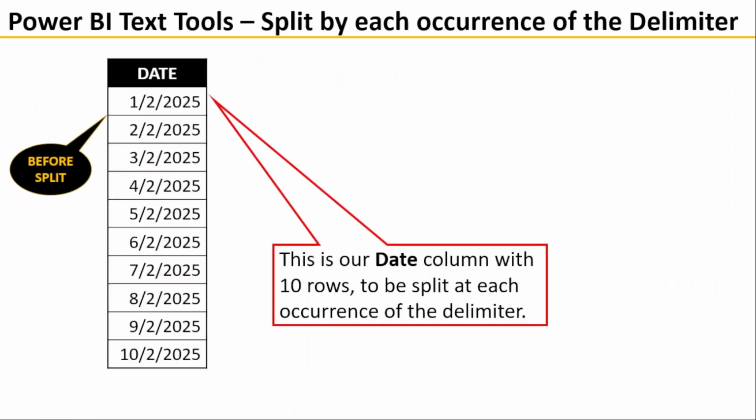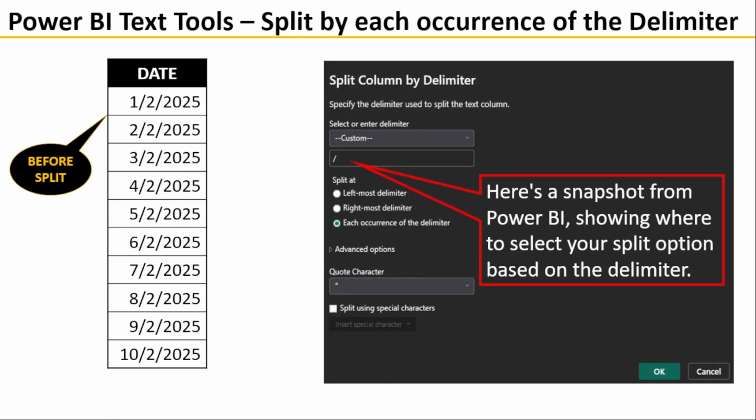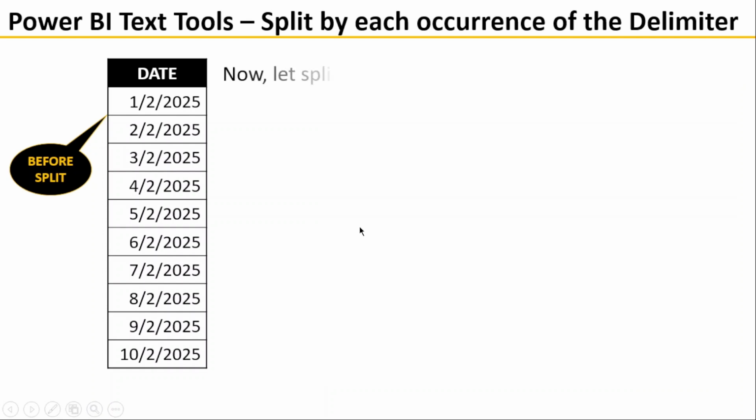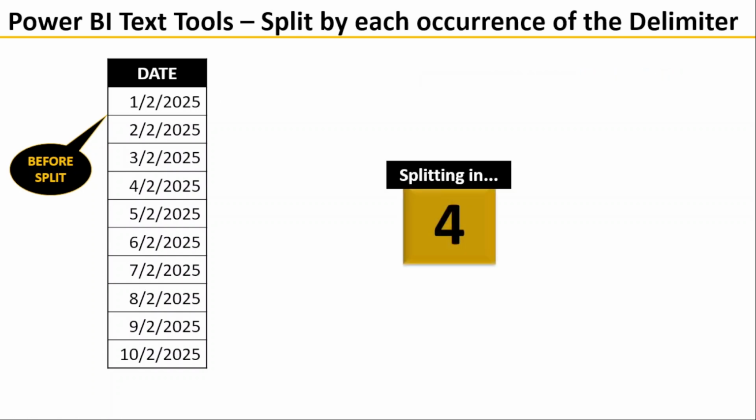Before we split, this is our date column with 10 rows to be split at each occurrence of the delimiter. Here we have a snapshot from the Power BI, which shows us where to select your split option based on the delimiter you select. Now let us split this date column at each occurrence of the delimiter.